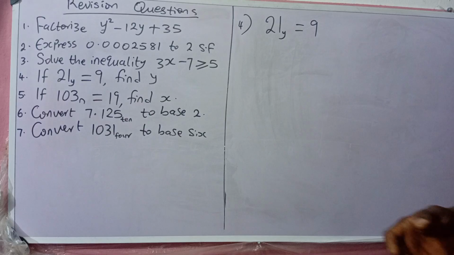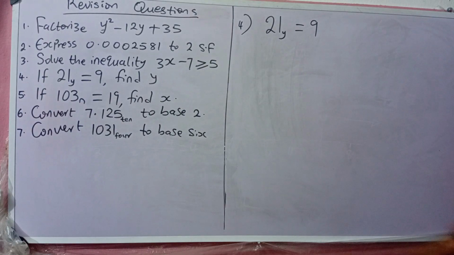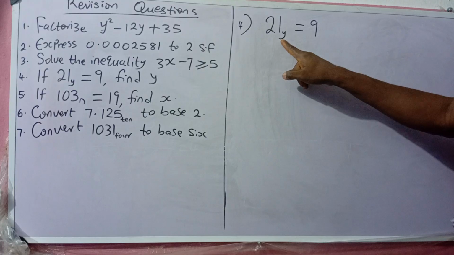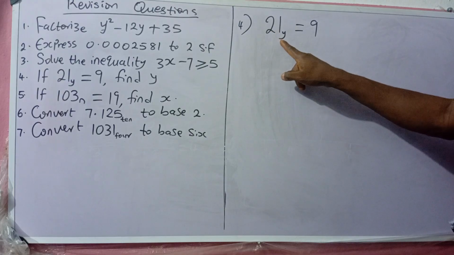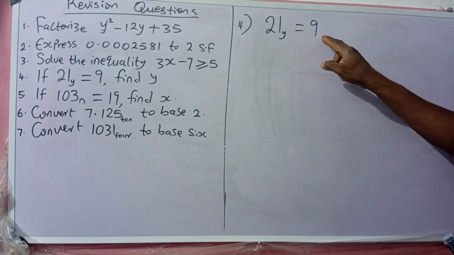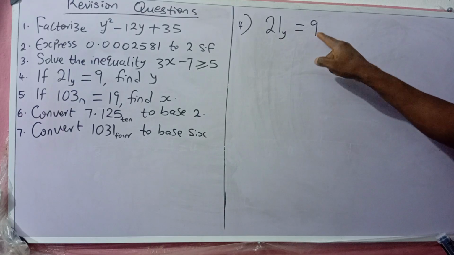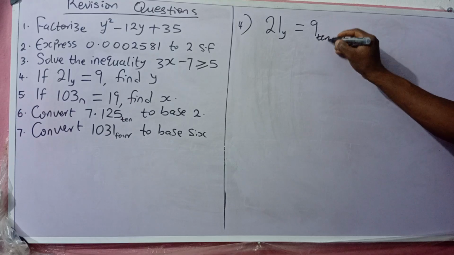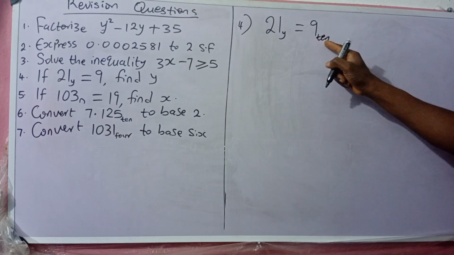Number 4 is base numbers involving equation. What we have on the board is 21 in base y equal to 9. Whenever you see a number without any base attached to it, that means that number is automatically in base 10. Sometimes they'll put it up like this. That is 9 base 10.